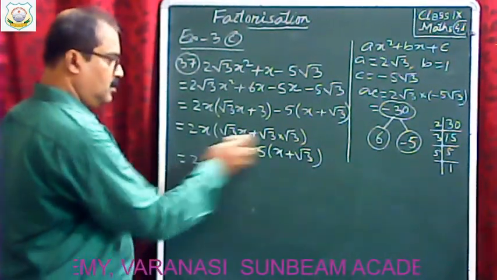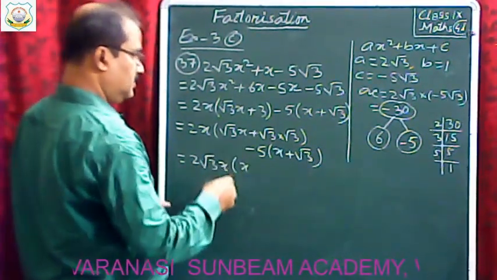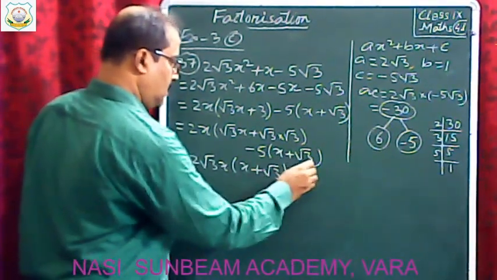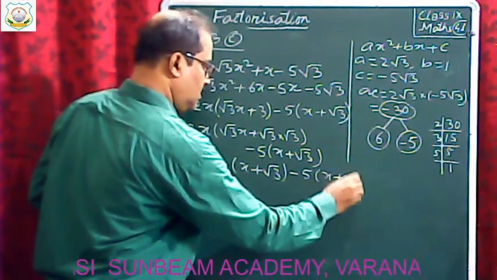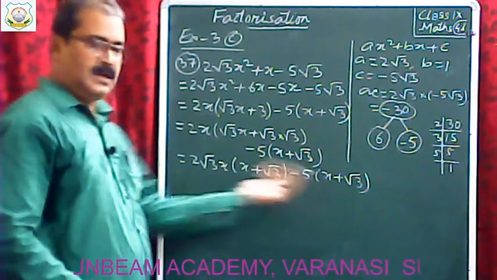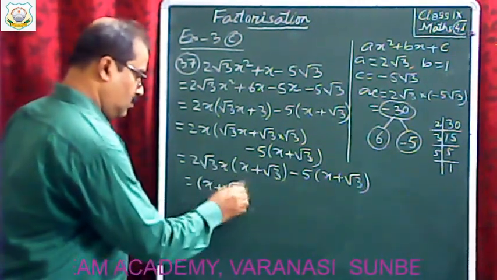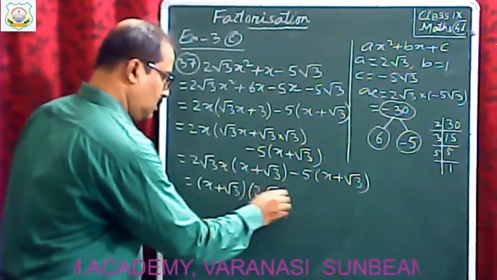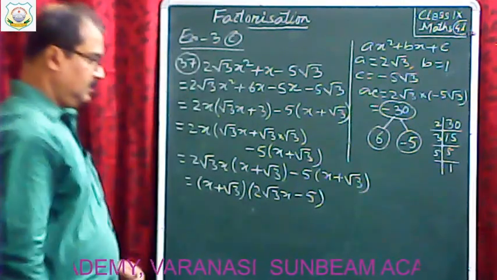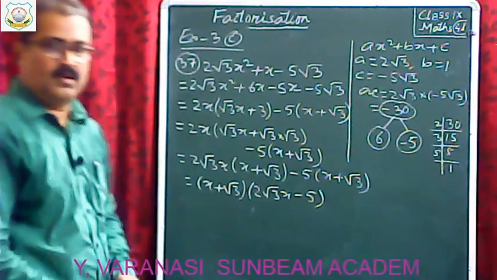So 2 root 3, take out root 3 common, x, so x plus root 3 minus 5x plus root 3. Now we get the same terms within the bracket, take out common. So x plus root 3, take out common. So 2 root 3 x minus 5 left within the bracket. Clear? In this way you have to express the given polynomial as product of polynomials.